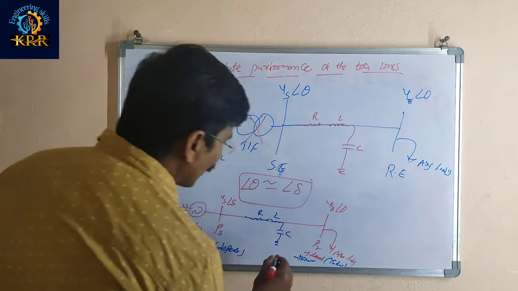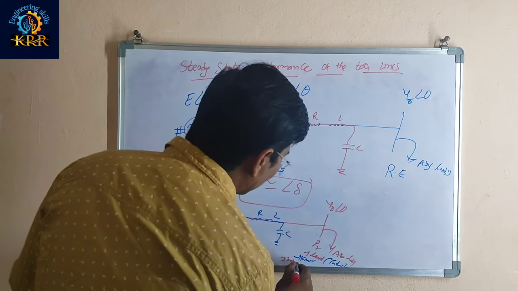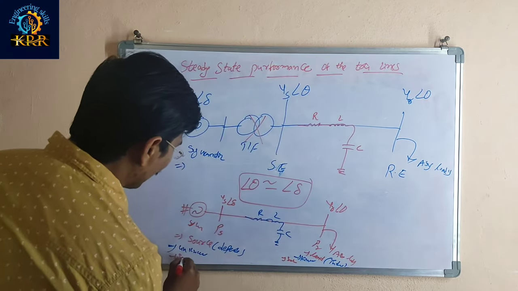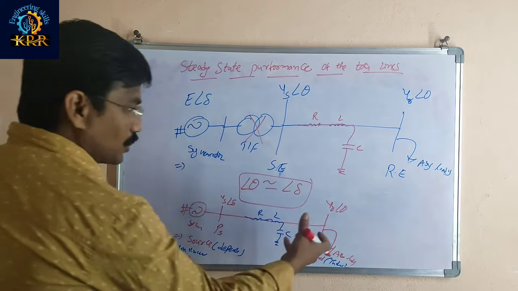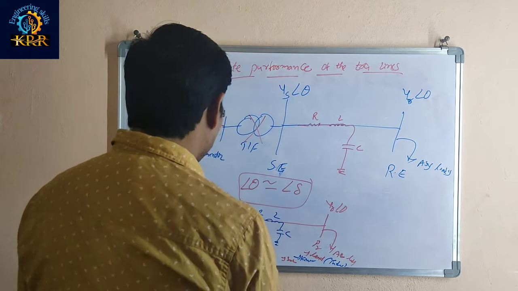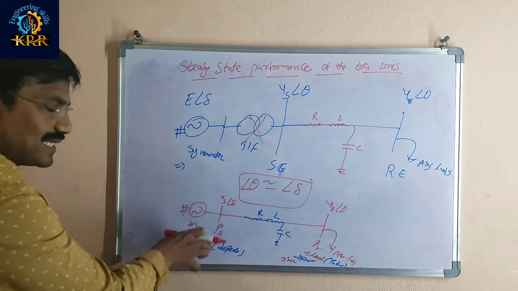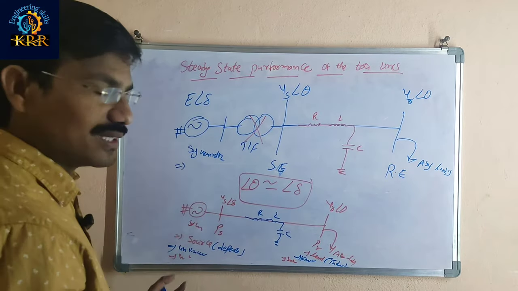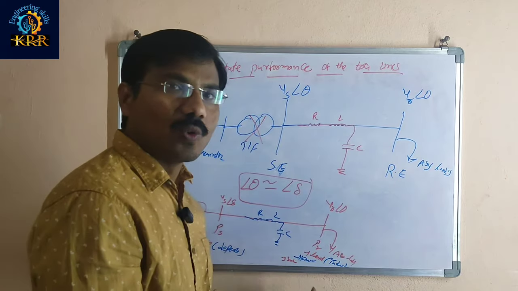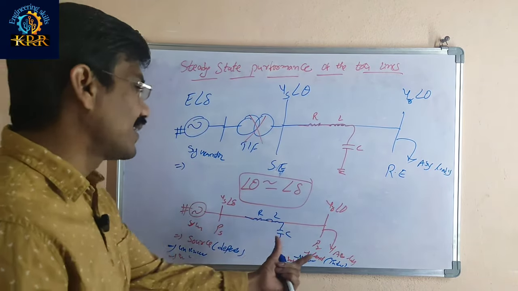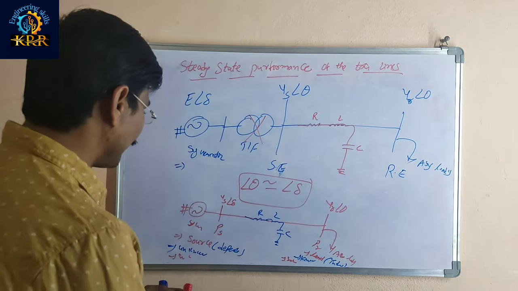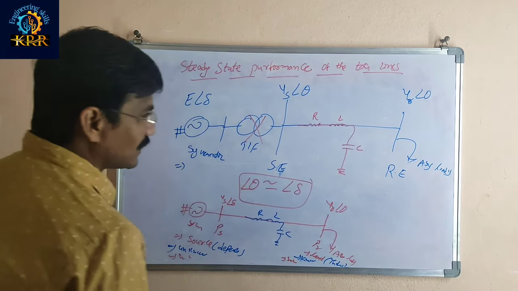Suppose we are applying a load of 800 kW. The source will give 800 kW. You connect a load of 800 kW, and the source will give 800 kW. Means these are the unknown things, and these are the known things.